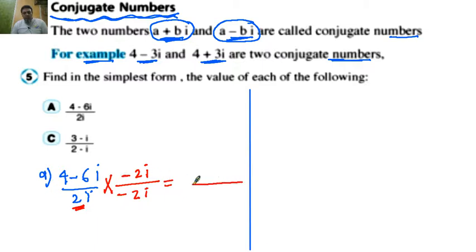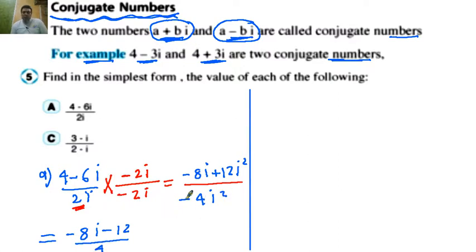The numerator equals negative 8i and positive 12i squared. The denominator equals negative 4i squared. Then the numerator becomes negative 8i, negative 12i squared, where i squared equals negative 1. The denominator, negative 4i squared, equals negative 1 times negative 4, which equals positive 4. Dividing by 4 to simplify, the result becomes negative 2i minus 3, as you see.